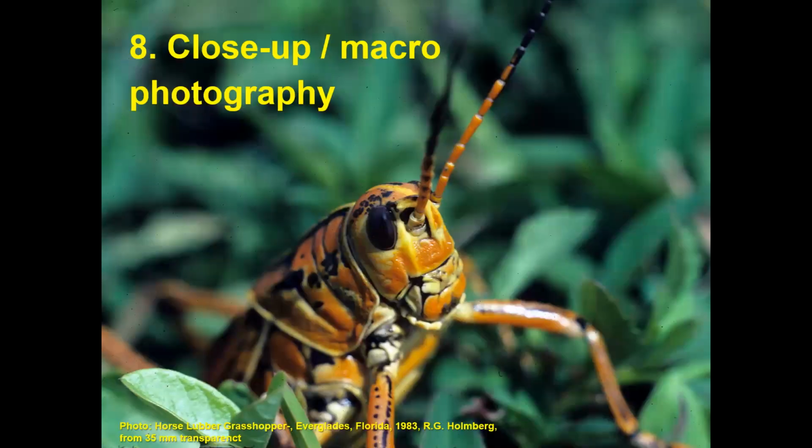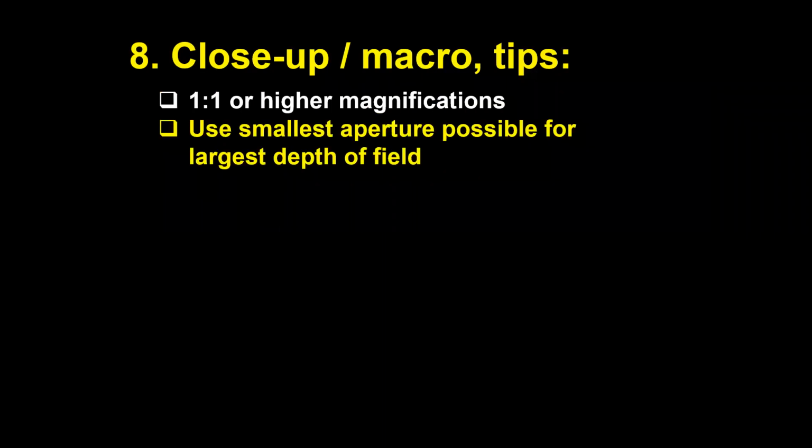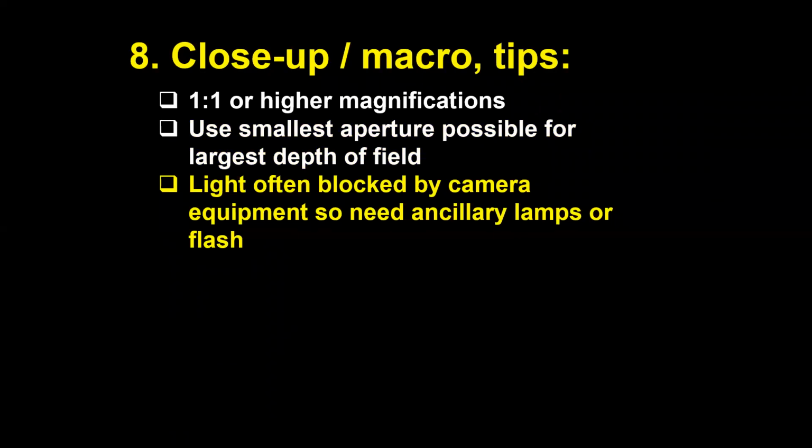Okay, close up or macro photography. So this is when you're taking a 1-to-1 or higher magnification, and you're going to have to use a smaller aperture because of getting the largest depth of field that you possibly can. And your camera often gets in the way of light, and so you might have to use auxiliary lamps or flash.